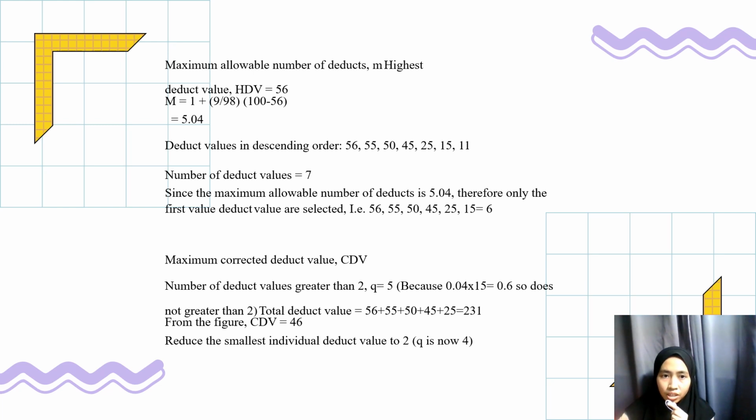which equals 6. Maximum corrected deduct value, CDV. Number of deduct values greater than 2, Q equals 5, because total deduct value equals 231. From the figure, CDV equals 46. Reduce the smallest individual deduct value to 2. Q is now 4.